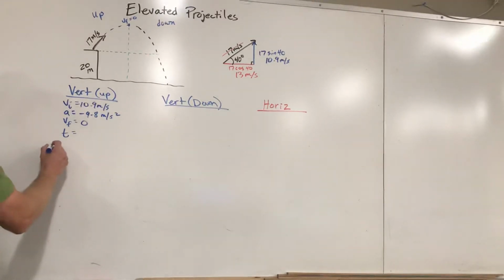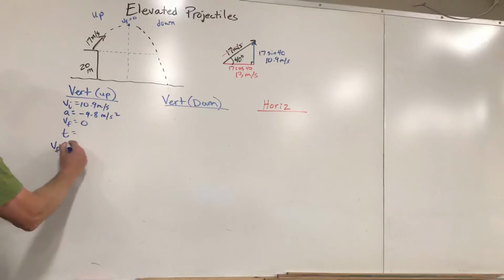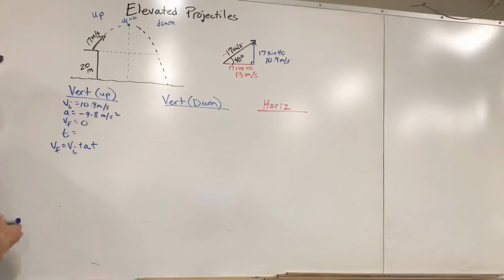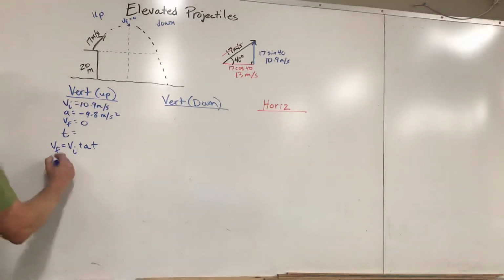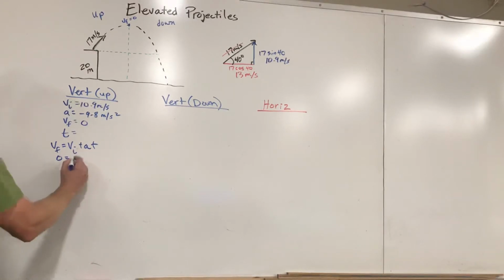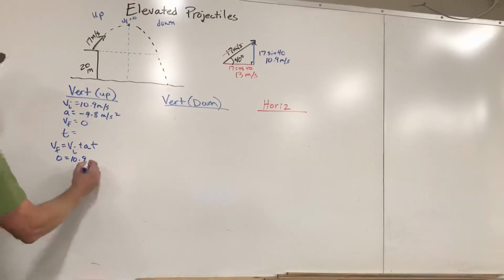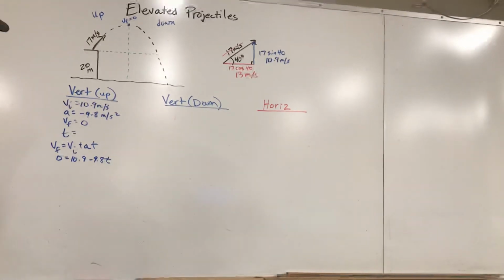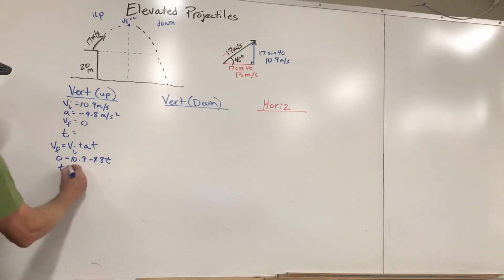I'm going to use, let's see, how about final velocity equals initial velocity plus AT. Now keep in mind, in this case, the gravity acceleration is slowing this down until it gets to the top, so I'm going to make it negative. So I've got final velocity is 0, initial velocity 10.9 minus 9.8t. It's plus negative, so I just made it minus. When I solve that, I'm going to end up subtracting 10.9 over here and then dividing by negative 9.8. I end up with a positive number for time still, which I should.